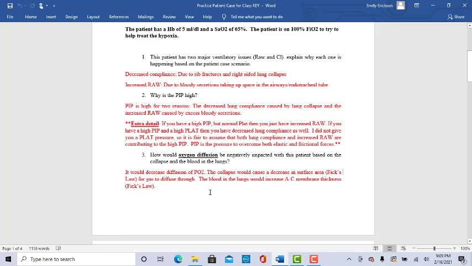Number 3, how would oxygen diffusion be negatively impacted by this patient based on the lung collapse and the blood in the lungs? So this is really, if I'm talking about oxygen diffusion, I'm talking about Fick's law. I want you to say that it would decrease diffusion of the oxygen, and it's going to decrease it because the collapse of the lung would decrease the surface area that is available for diffusion. And then the blood in the lungs would increase the AC membrane thickness. You could also say that the blood in the lungs would technically decrease the surface area as well. Both explanations for the blood in the lungs would be acceptable. But what I'm really trying to get you to say is Fick's law.